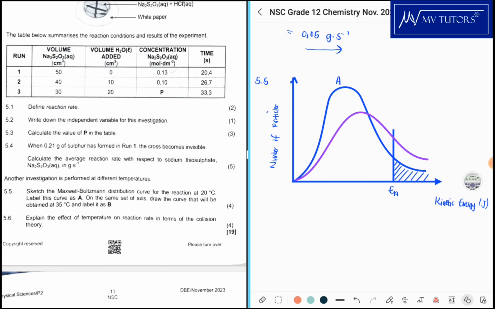But now you see there will be more particles that are, actually no, you still have the same amount of particles. So with an increase in temperature, the area below the graph is still the same. So you still have the same number of particles, but the particles that have gone past the activation energy now have more kinetic energy, and effective collisions can occur at that point. So this is B, okay.